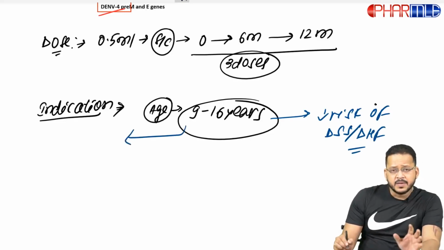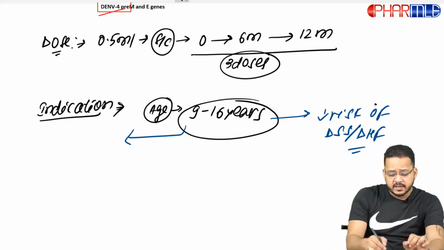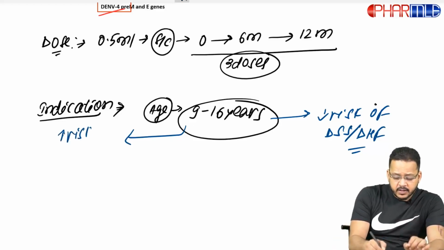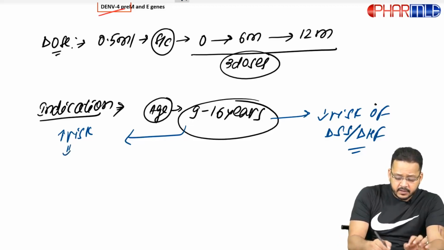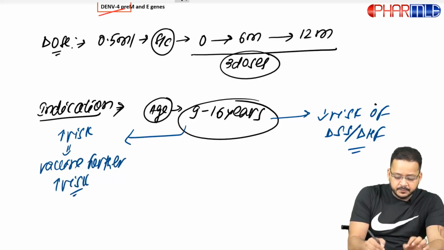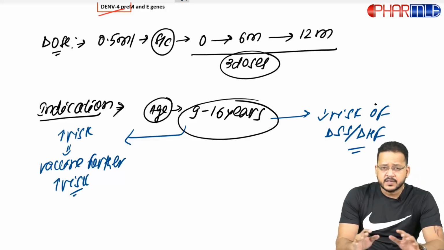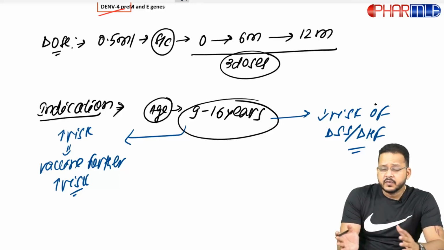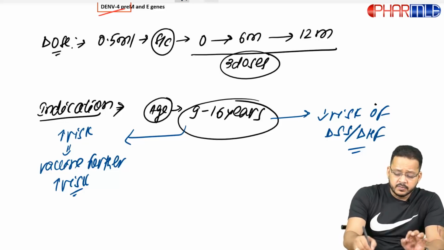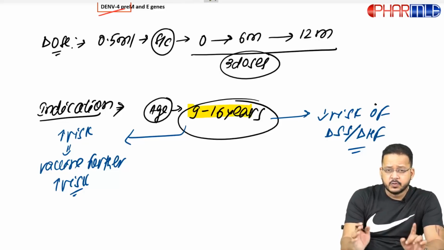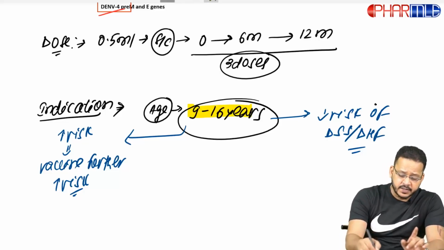Now what happens below 9 years? Obviously there is an increased risk usually, but what has been seen is that the vaccine further increases the risk. So in young children, if the dengue vaccine is used, there is even more risk of a more severe dengue hemorrhagic fever or dengue shock syndrome. So children below 9 years are not included. What we have zeroed in on is the age group of 9 to 16 years. So that is one condition.